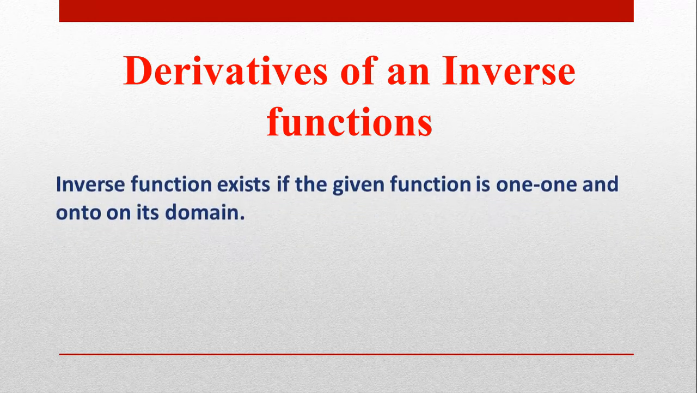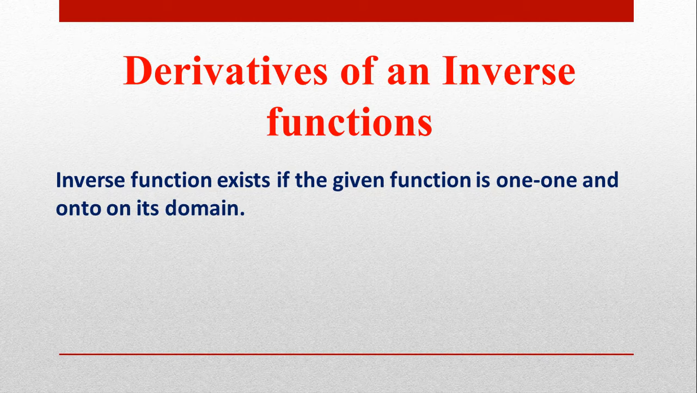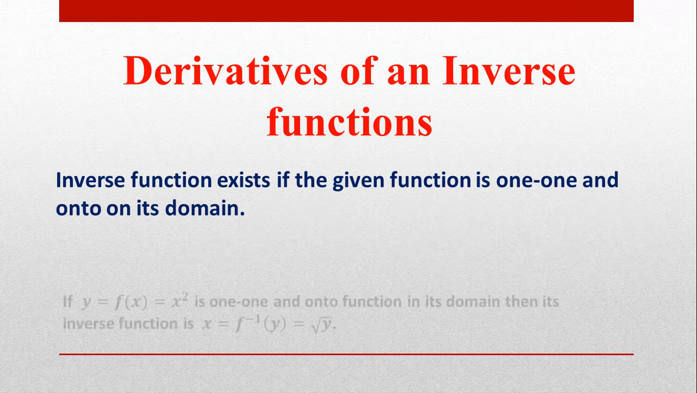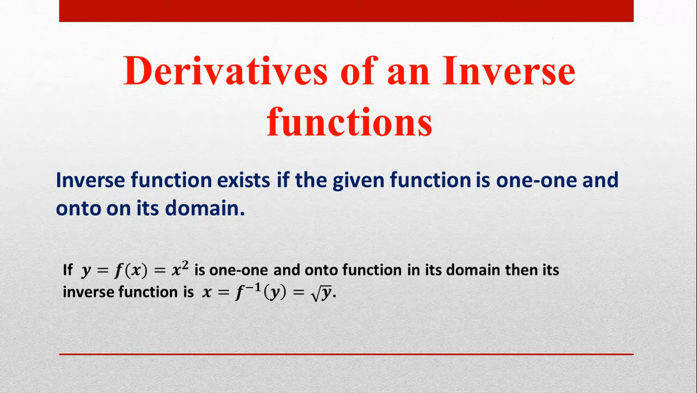Now, an inverse function of any function exists if the given function is one-one and onto on its domain. You must know the meaning of a one-one function and an onto function, as per your basic knowledge. Here we are going to discuss only the derivatives of inverse functions. So for that you remember only that an inverse function exists if the given function is one-one and onto on its domain. Now see, I will explain this by one example.